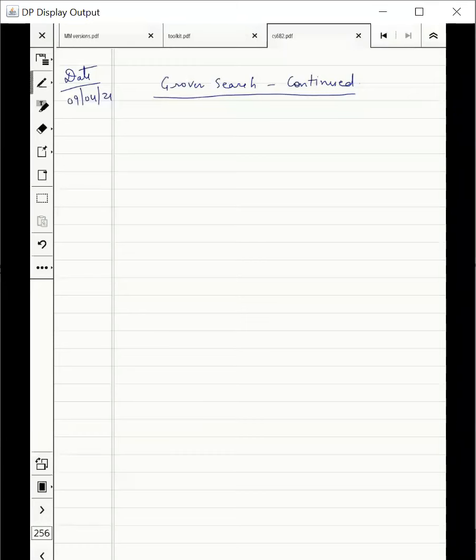Any questions from last time? Okay. Just want to continue Grover search today.